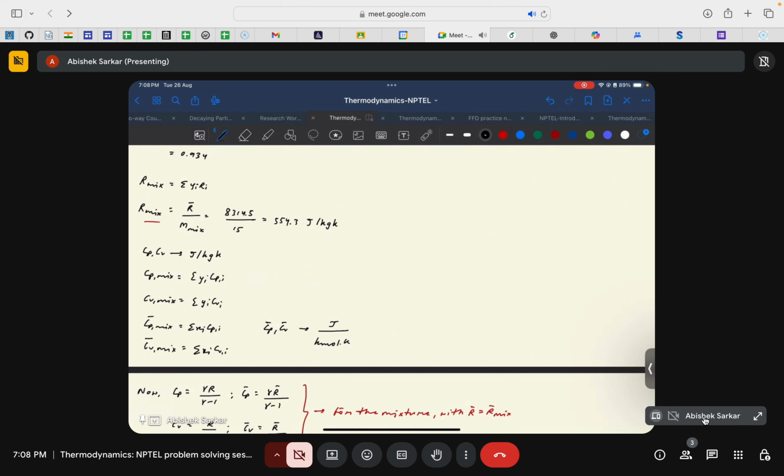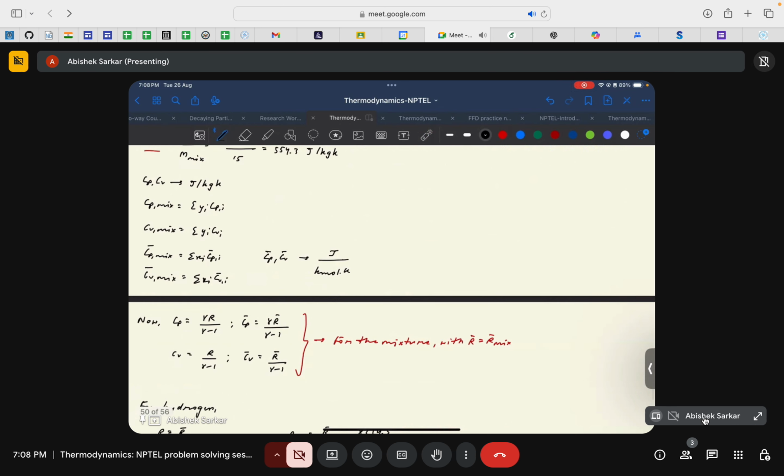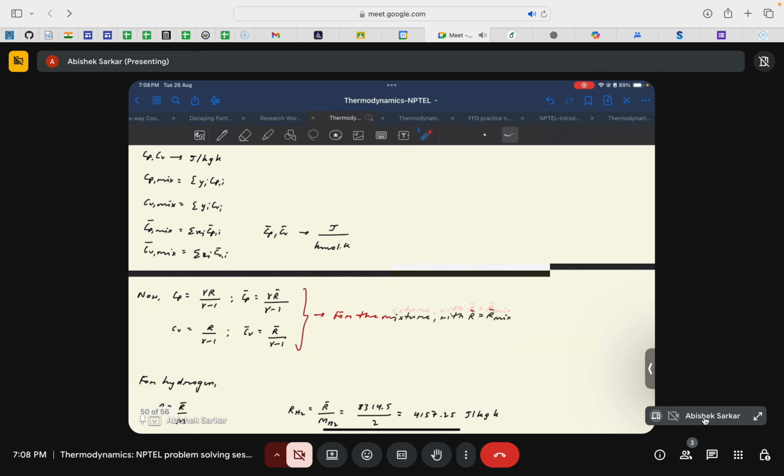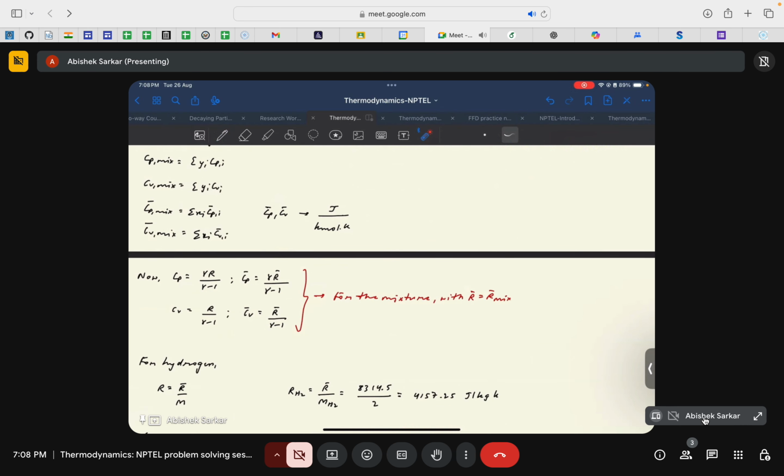Yeah, it has to be a bar here. So we know that Cp is gamma R by gamma minus 1. This we have already derived in the last class, so I'm not going to derive it again. Or Cp bar is gamma R bar by gamma minus 1. Similarly, Cv would be R by gamma minus 1, or Cv bar would be R bar by gamma minus 1.